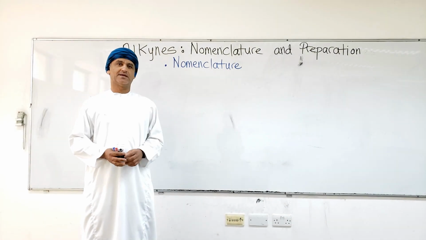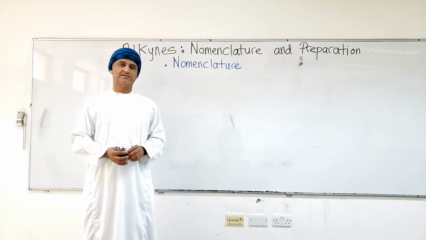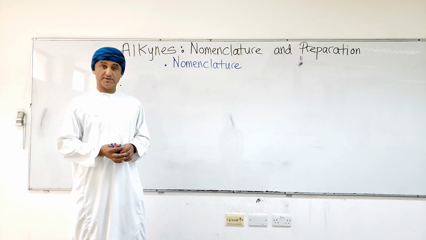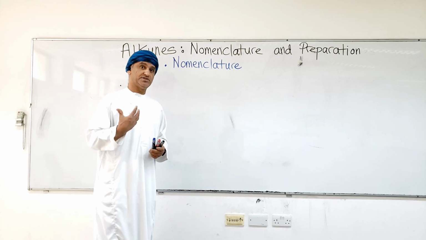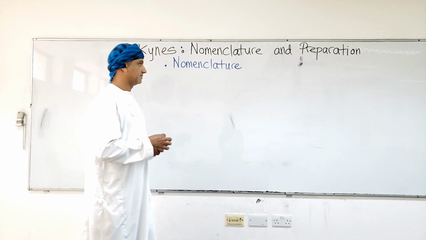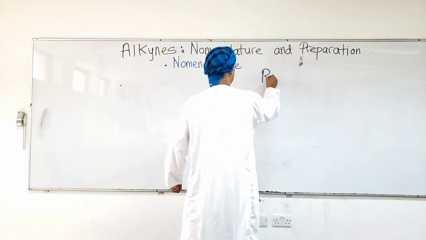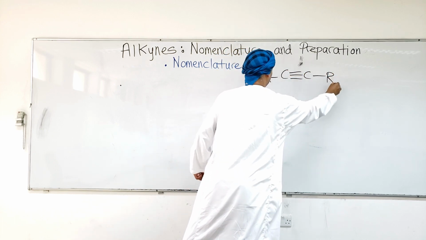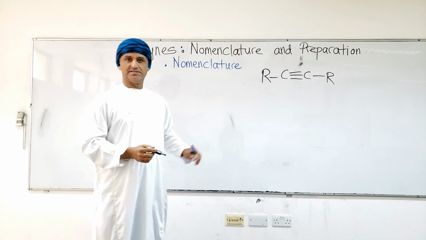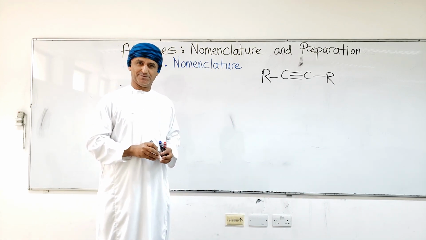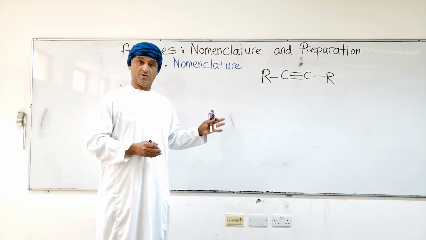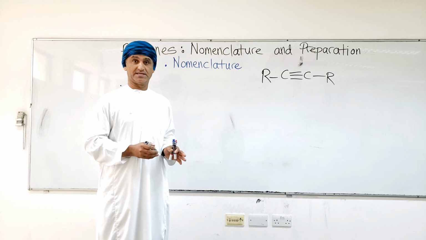In this session of organic chemistry videos, we will learn about alkynes, and we will talk about their nomenclature and preparation. Before we talk about the nomenclature of alkynes, we should remember the general structure of alkynes. Alkynes contain a carbon-carbon triple bond. And remember, please, that carbon-carbon triple bonds consist of 2 pi bonds and 1 sigma bond.